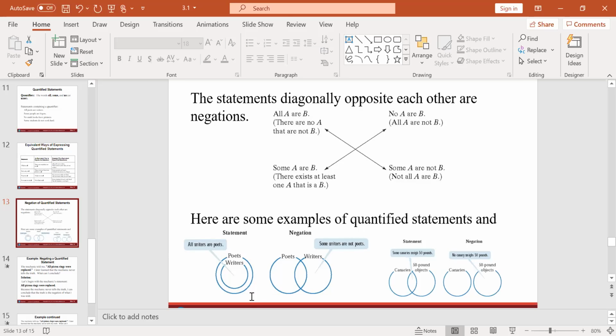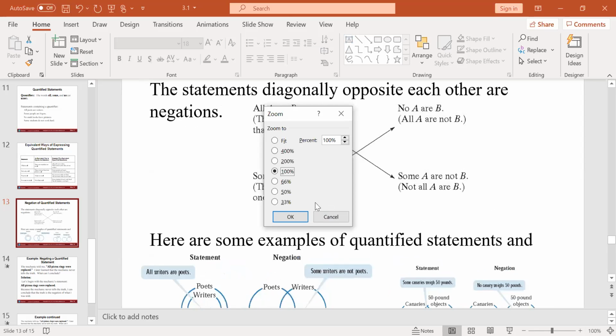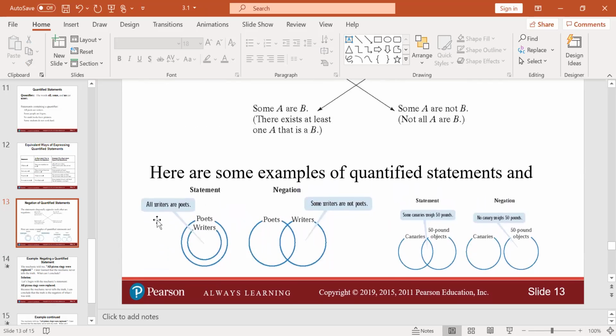So here's some of the pictures we already kind of established. If you have the statement, all writers are poets, the negation of that is to just find some writers that don't belong in the poet circle as well. That would essentially disprove that first statement. So pretty interesting ideas. I want to give some more examples of this, because I think this is very apt.